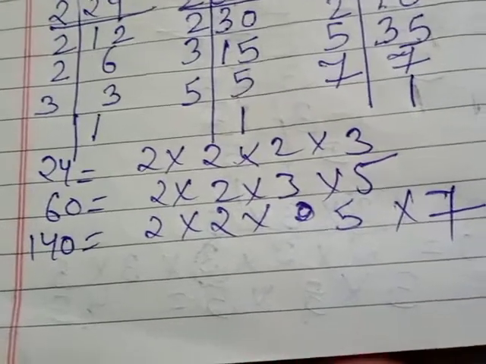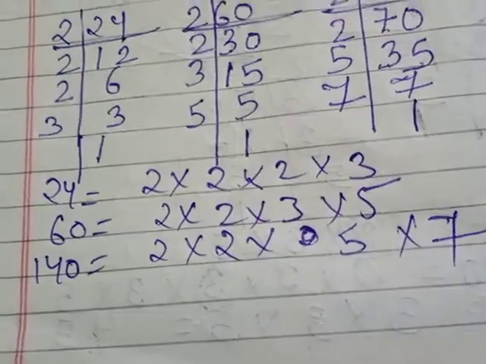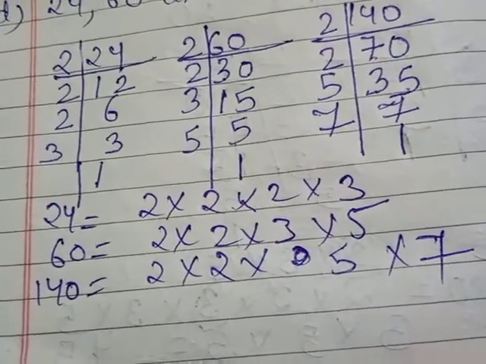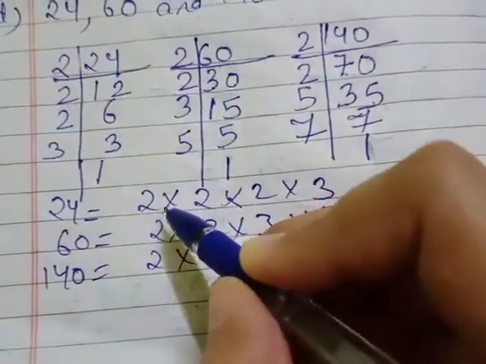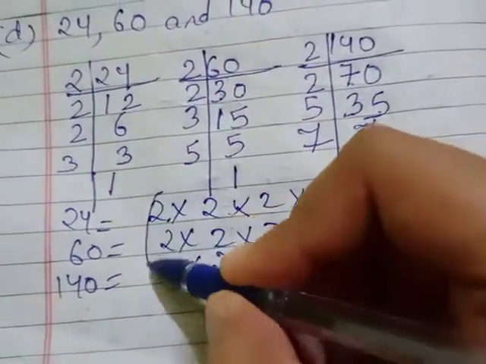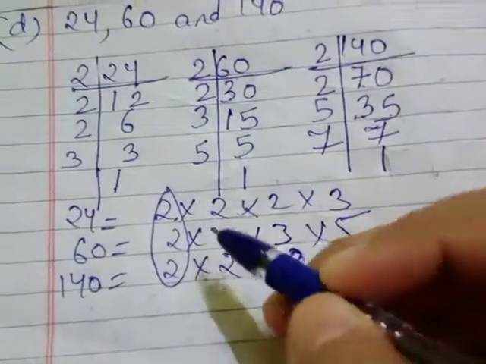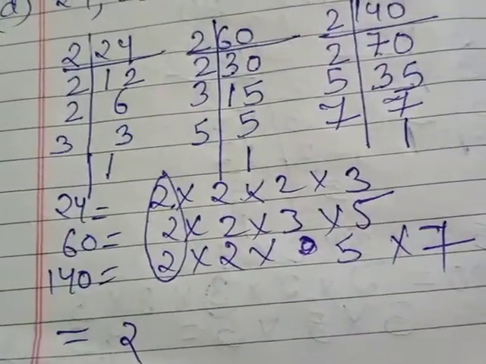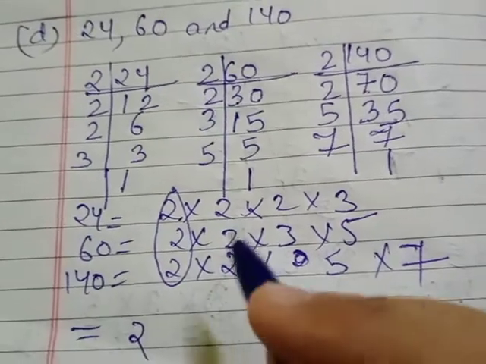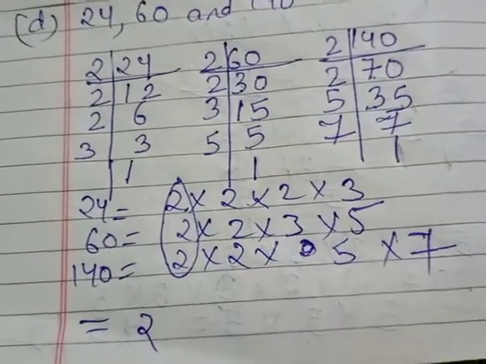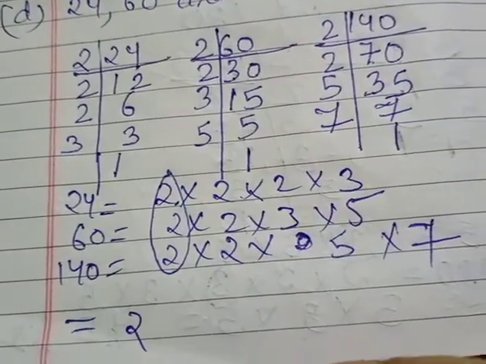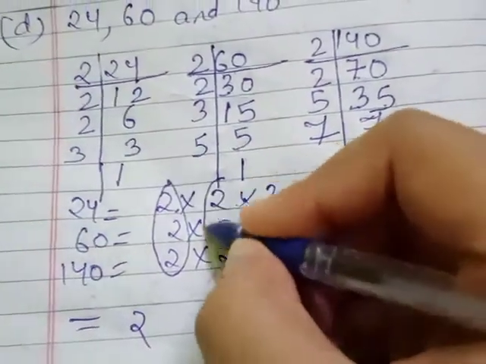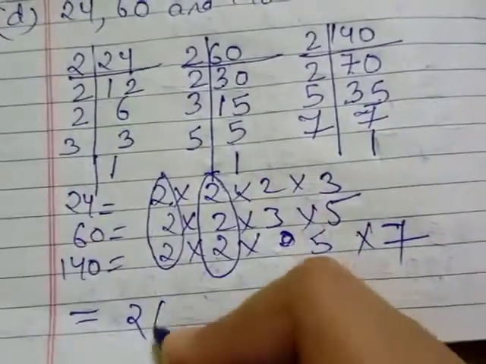How do we write the common factors when we have three numbers? It is very important to pay attention that if a factor is there in all three of them, then only it will be a common factor. Any factor, if it is there in all three of them, then only it will be a common factor, keep in mind. Then we have this other 2 as common.